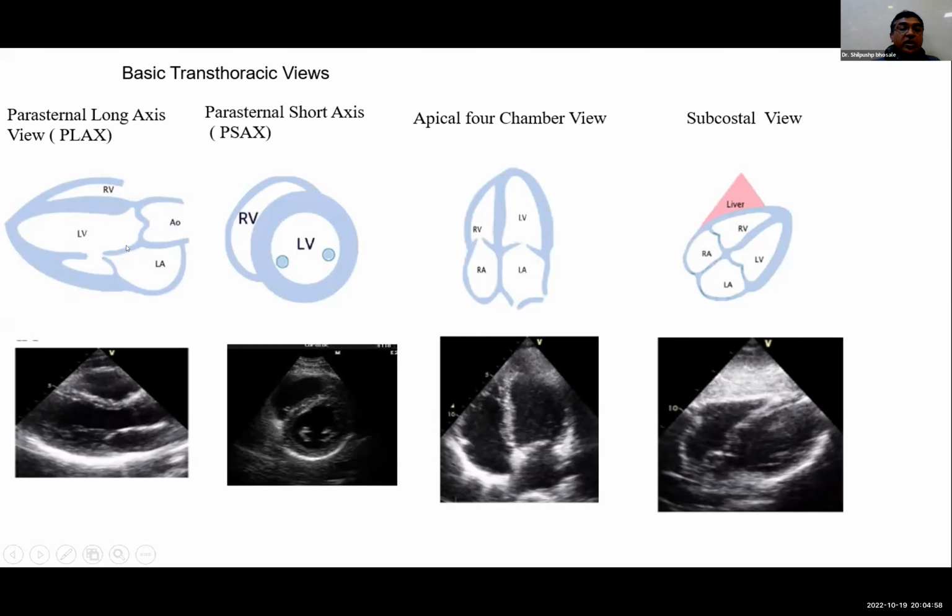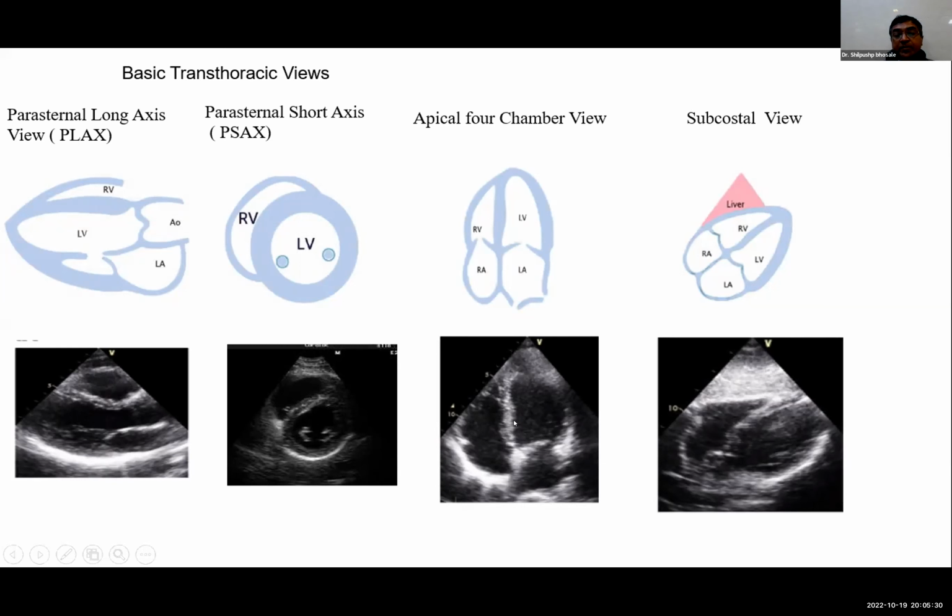You can also look at the size of the LA with the function and movement of the mitral valve. At the same point, when you turn the probe, you will see a parasternal short axis view, where you will see the size of the LV and the RV, and the relationship of the LV and RV. This view is also good for looking at regional wall motion abnormalities and defining the territory of the coronary event.